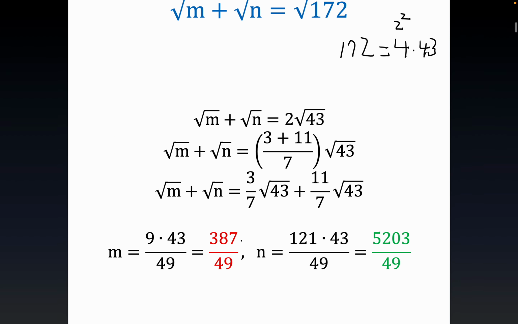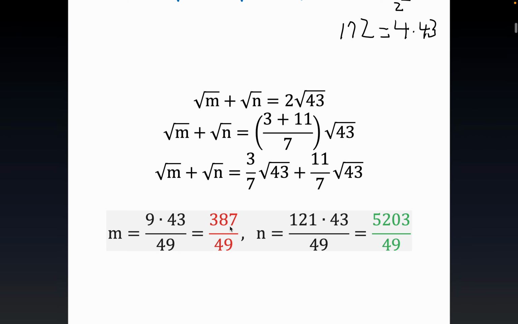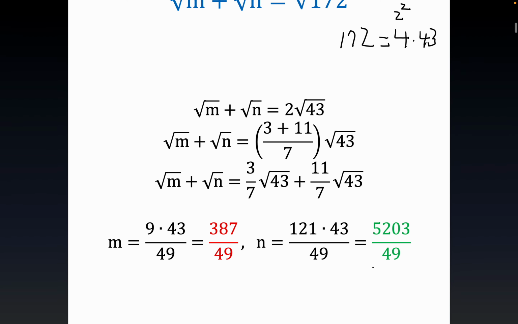Let's see. I won't rewrite that. It's just right down here. M is 387/49, and N is 52/03/49. Again, not to beat a dead horse, there's an infinite number of ways you could express 2 or any integer as the sum of two rational numbers. So this is just one of the solutions, just an arbitrary choice right here.